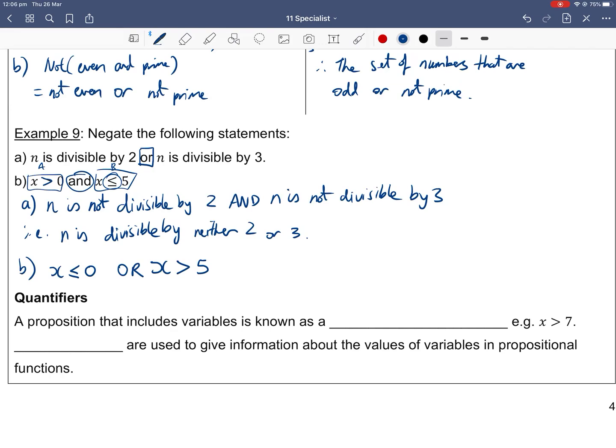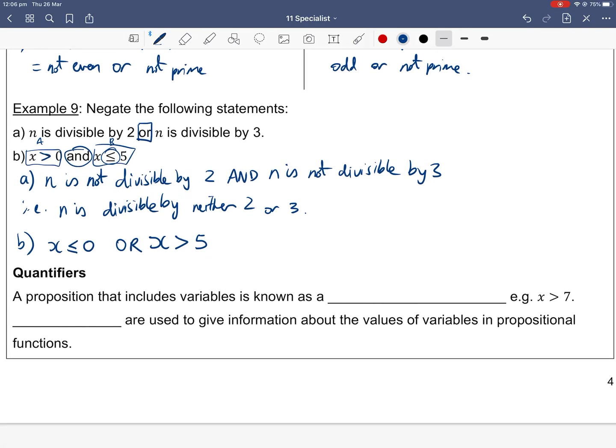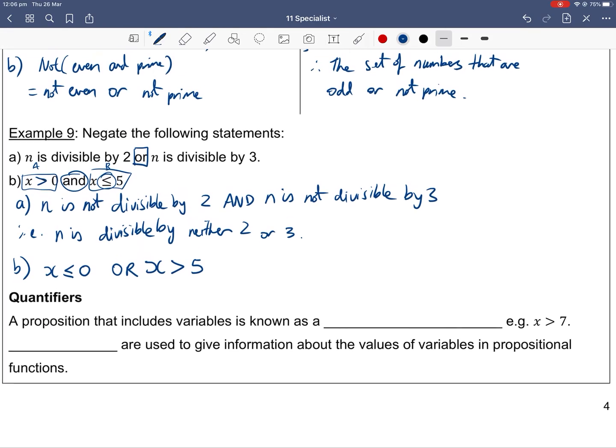So they're the two De Morgan's laws, the negation of A and B and A or B. Just remember, the opposite of and is or and the opposite of or is and.